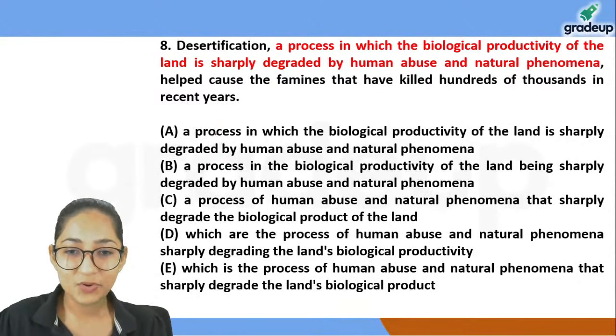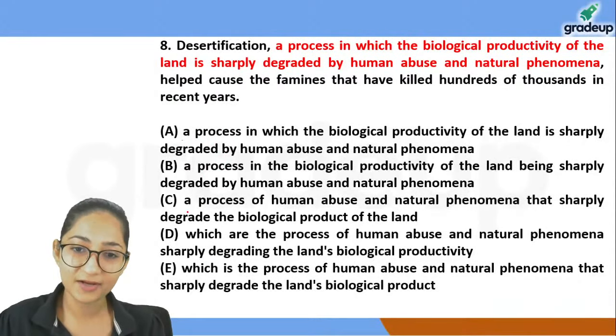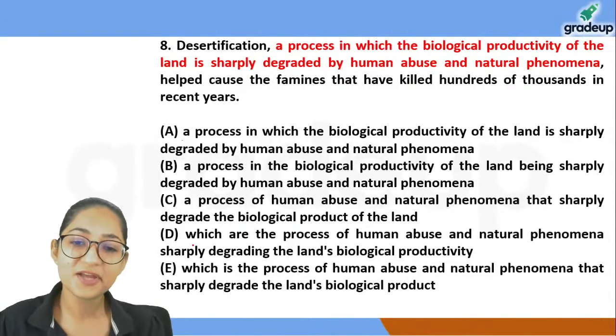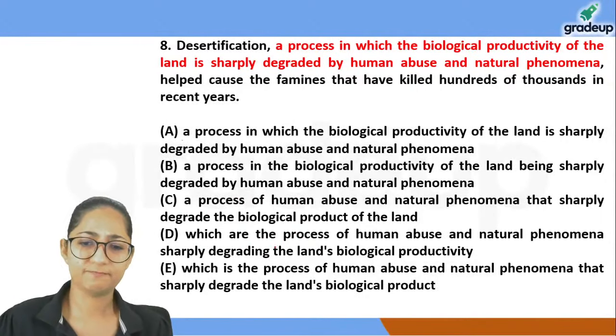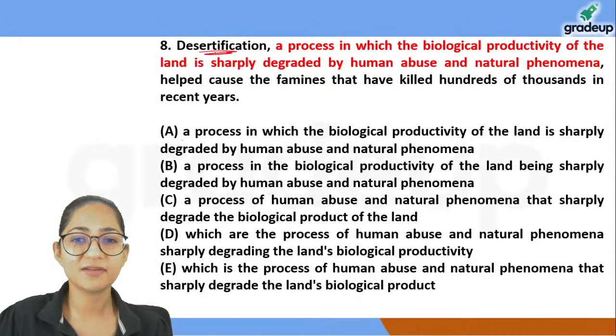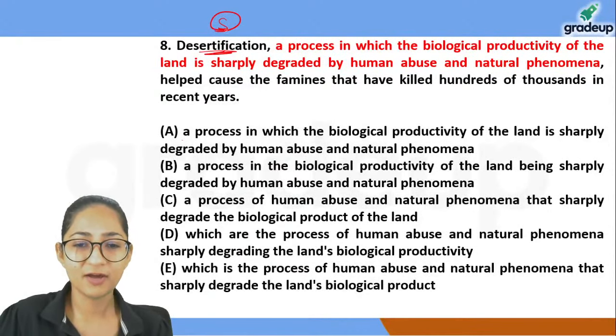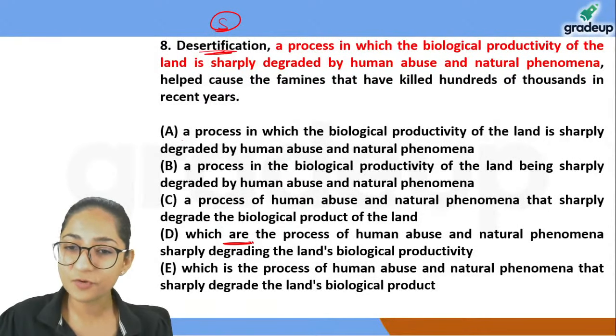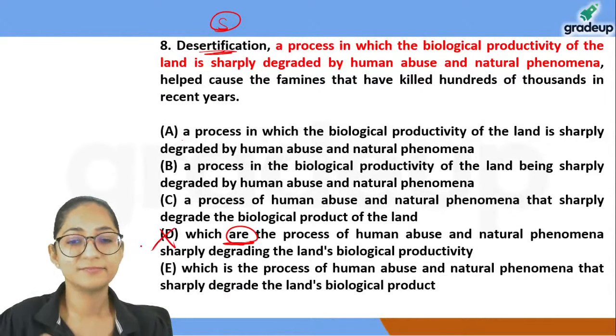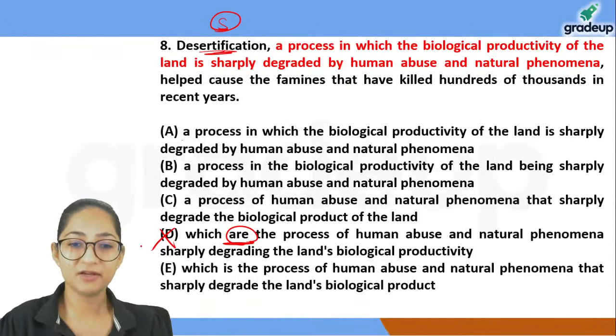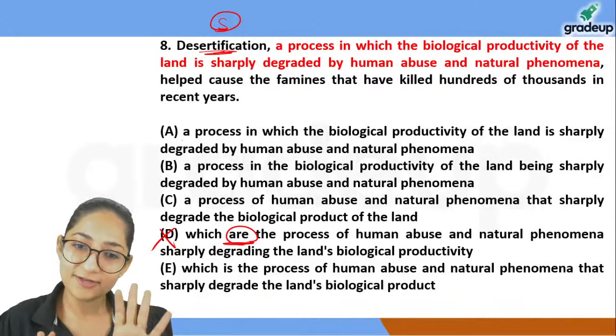So we will do a vertical scan: a process in the biological productivity, a process of human abuse, which are process of desertification, singular, which are process of human abuse. One option right away, within seconds, one option is out, down to 4.